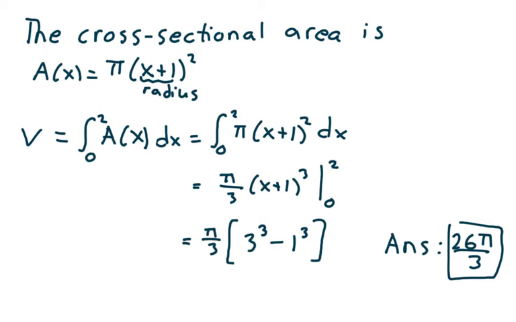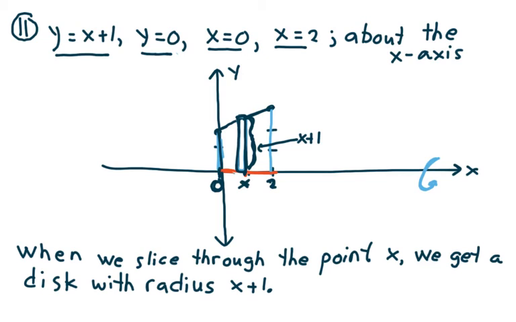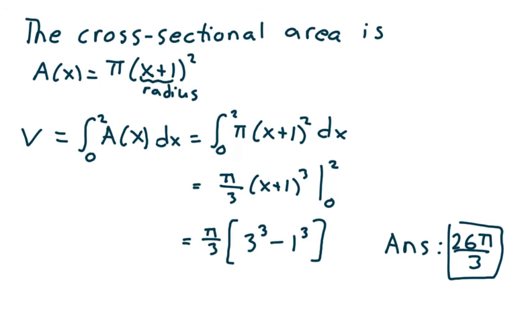And one quick comment here that you may notice: if we slice perpendicular to the x-axis, we're going to integrate with respect to x. And if we slice perpendicular to the y-axis, we're going to integrate with respect to y. And so the volume is the integral from 0 to 2 of A of x dx, where A of x is pi times (x plus 1) to the second.